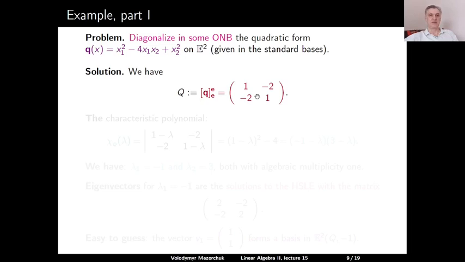Let us do this. We start by computing the characteristic polynomial of this matrix. So we subtract lambda on the main diagonal, and we need to compute the determinant of the matrix 1 minus lambda, minus 2, minus 2, 1 minus lambda. So this is equal to (1 minus lambda) squared minus 4.